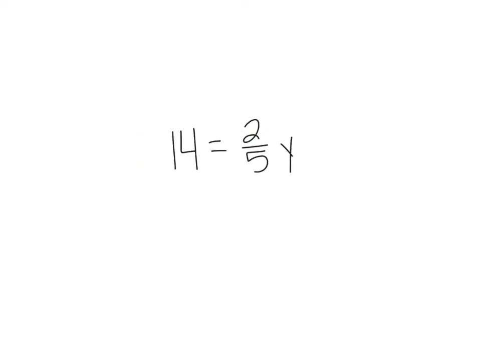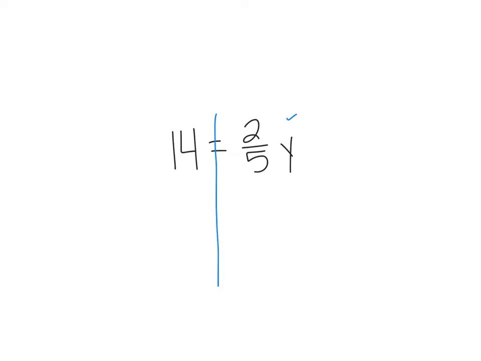Let's try one more with fractions, 6th graders, because I know how much you like your fractions. I don't want you to be sad that we only got to do one. So we have 14 equals 2/5 times y. So our y, let's draw our line down the middle. I didn't even do that. Our y needs to end up by himself. So we have to get rid of the 2/5 that's next to the y.